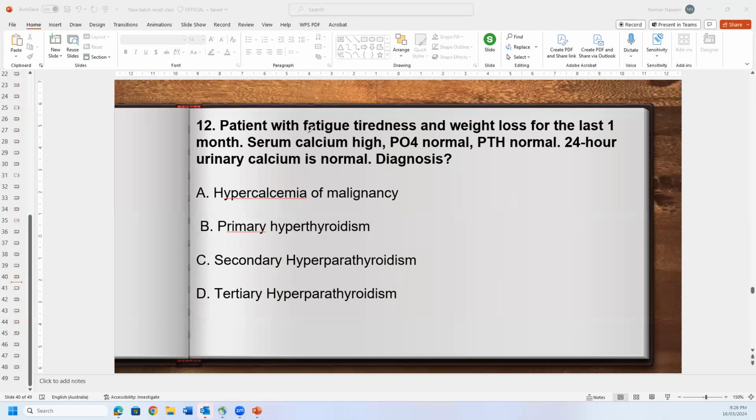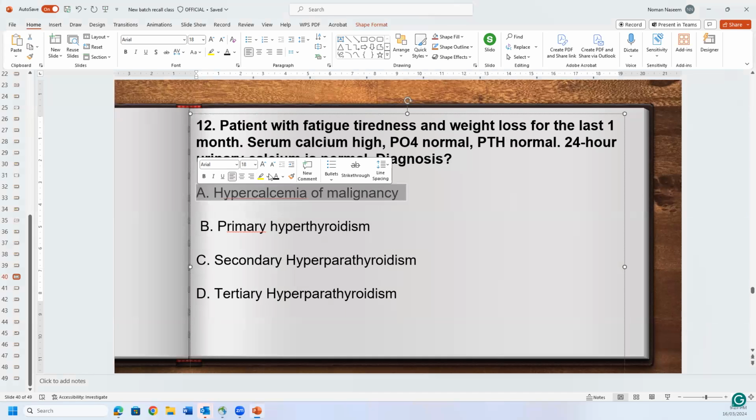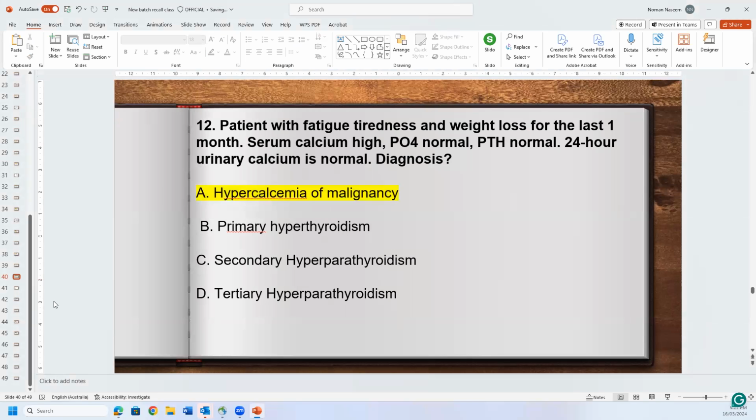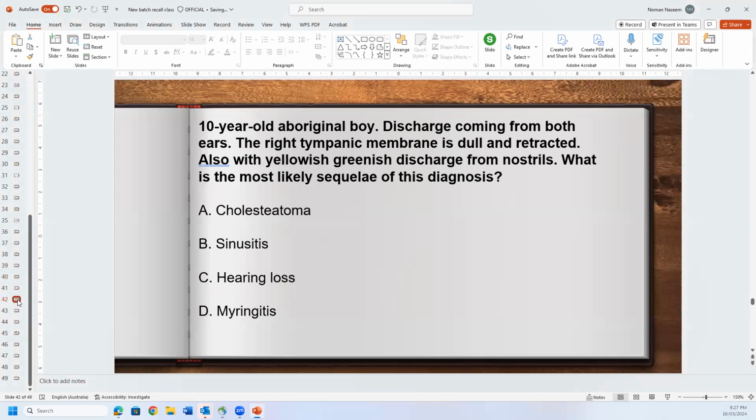Patients with fatigue, tiredness, and weight loss for the last 1 month, serum calcium level high, phosphate, parathyroid hormone normal, 24-hour urinary calcium is normal. Diagnosis, so we have done this, and you guys are absolutely correct. This is hypercalcemia of the malignancy because the calcium level is high. The rest of the labs are normal. We have studied that in hypercalcemia of the malignancy, the calcium levels will be high, but the parathyroid hormone level will be either normal or low. Okay, next question.